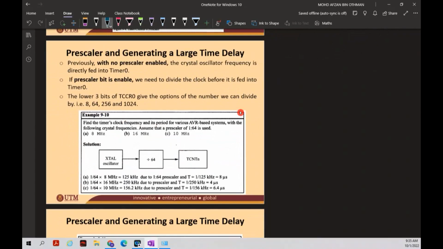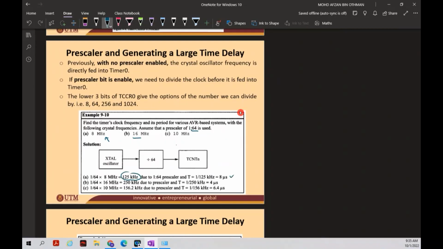Let's look at this example here. Find the timer clock frequency and period for the various AVR-based systems with the following crystal frequencies. Assume that a prescale of 64 is used. You have an external 8 megahertz. What you do here is first divide this 8 megahertz by 64, and you will get 125 kilohertz. Then the new T is 1 over 125 kilohertz, which gives 8 microseconds.